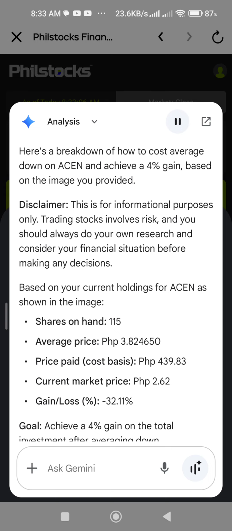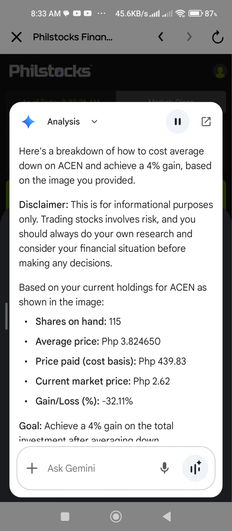Here's a breakdown of how to cost average down on ACEN and achieve a 4% gain based on the image you provided. Disclaimer: this is for informational purposes only. Trading stocks involves risk, and you should always do your own research and consider your financial situation before making any decisions. Based on your current holdings for ACEN, as shown in the image.